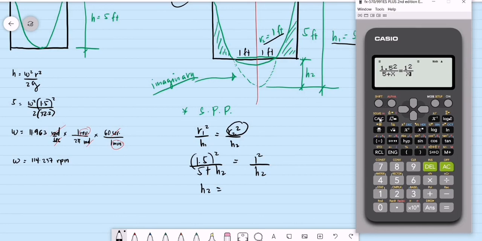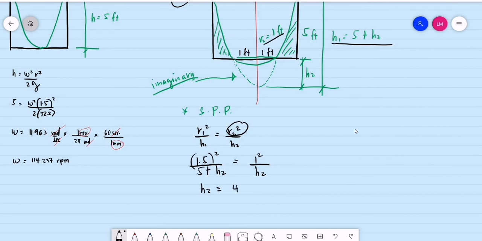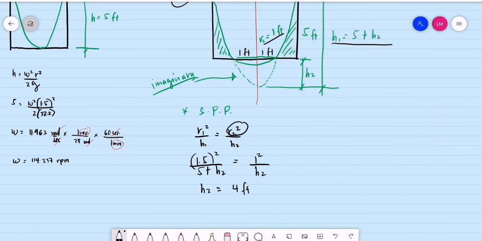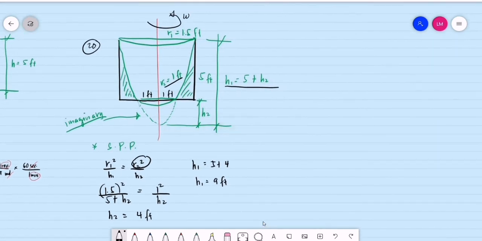So it's 1.5 squared over 5 plus alpha x, shift solve. Before we press equals, we may assume a value close to what is expected. Let's say I'll be expecting a value of 3. Then press equals. So the value will be equal to 4 feet. So therefore, can we have now h sub 1? H sub 1 is equal to 5 plus h sub 2, which is 4. Which means the total height of the big paraboloid is equal to 9 feet. That will be the equivalent height of the big paraboloid.